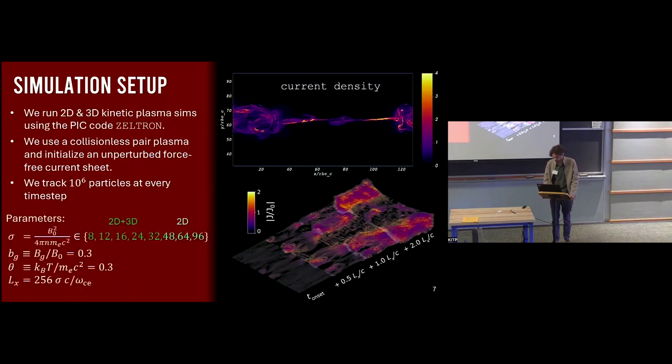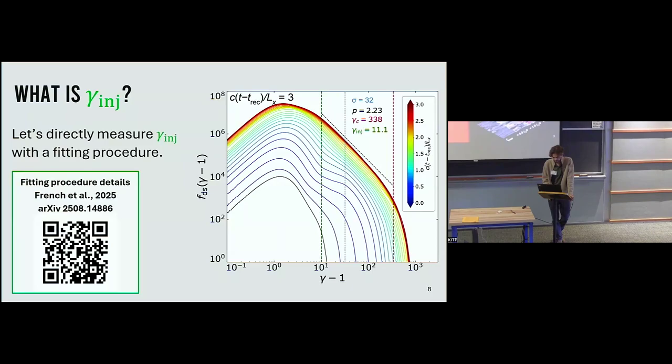So our parameters are as follows. We scan 5 values of sigma in 3D, and we scan 8 values in 2D. We use a weak but finite guide field of 0.3, and we use a relativistically lukewarm upstream temperature, 0.3. So to find the injection energy, we first measure the power law index, which are new.